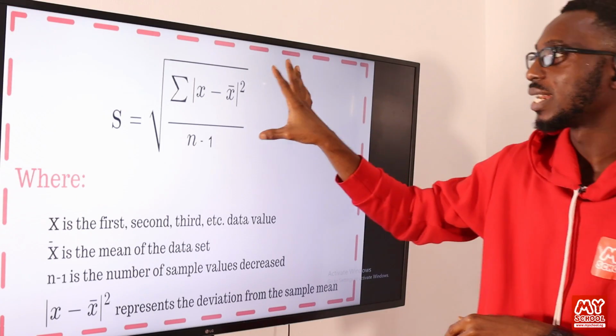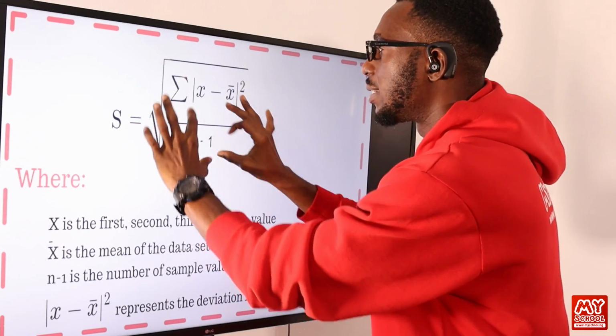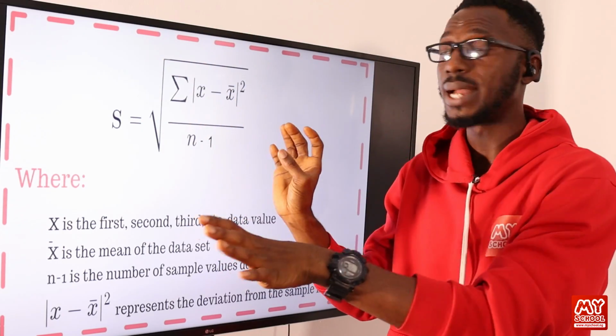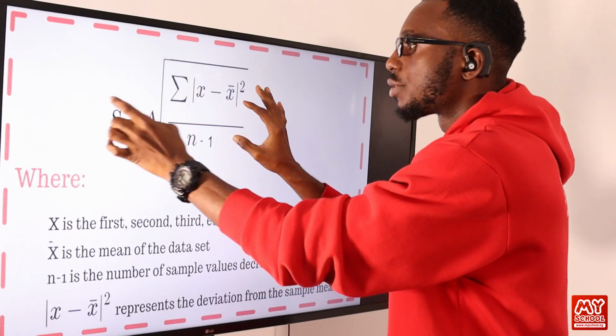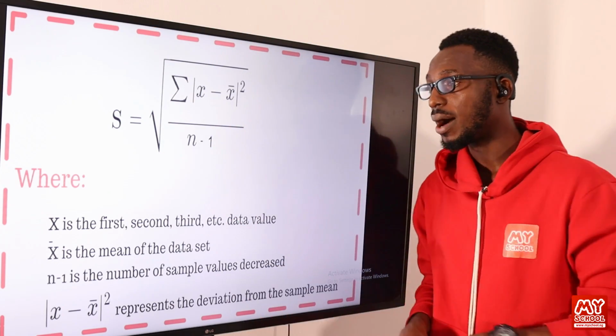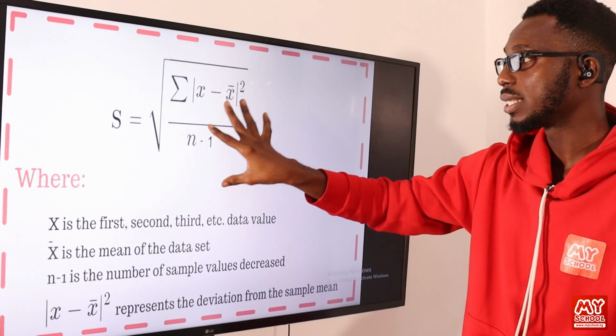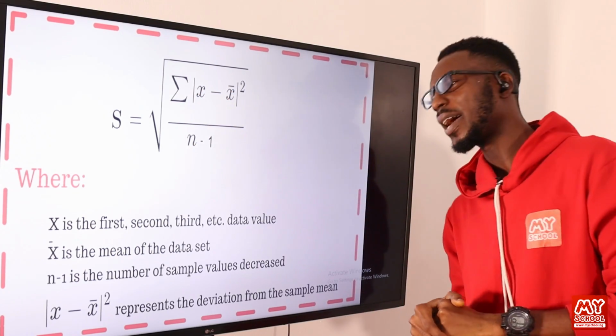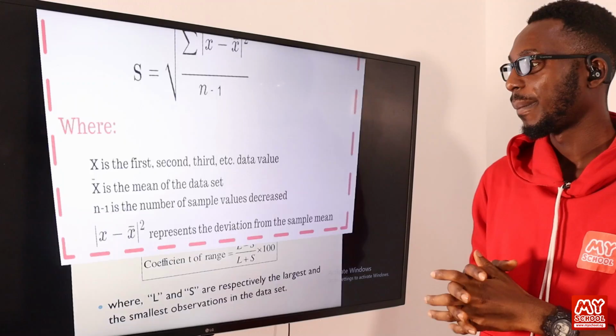Okay, so you can see your standard deviation. What you have inside is a typical sample, just a typical expression of your variance. So your standard deviation will now be the square root of this. You can see explanations provided for the symbols that we have right here. Let's move ahead to the next slide.